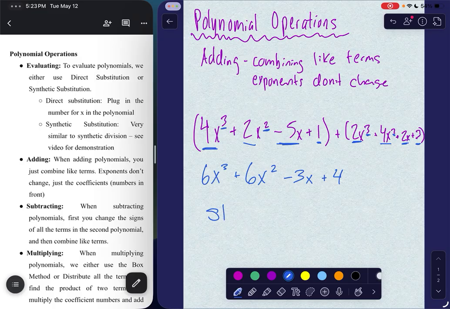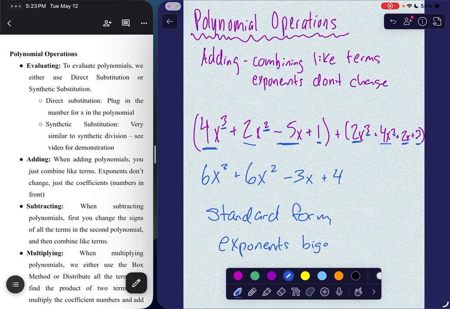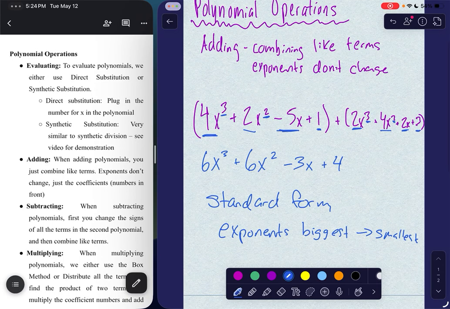And remember, we need to write it in standard form, right? Where the exponents go biggest to smallest. And that's adding. That's it. All we have to do is match the exponents together and then add the coefficients, right? The numbers in front. Now, be careful of negatives, right, and minuses here. So here we had negative 5x plus 2x, and that became a negative 3x, okay? So be careful because those minuses in front, they are included in the term, so it does make it negative. So be careful with that.